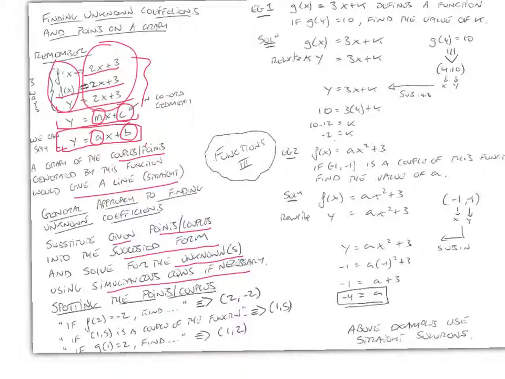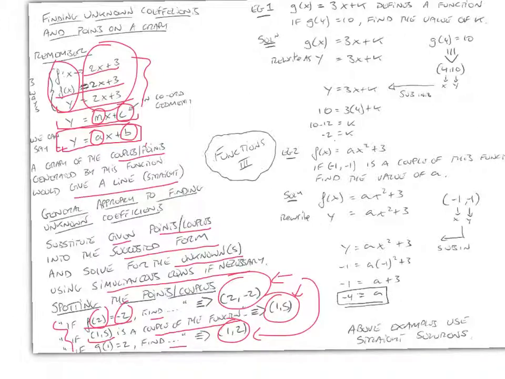Just be careful and be ready to note that in the problems we're given, they might say if f of 2 equals minus 2, find something, or if (1, 5) is a couple of the function, or if g of 1 is 2. Well, (2, minus 2) is a point or a couple of the function, so is (1, 5), and so is (1, 2). These are three different ways of giving you the points that you must work with to solve the problems. It should become clear in a second.